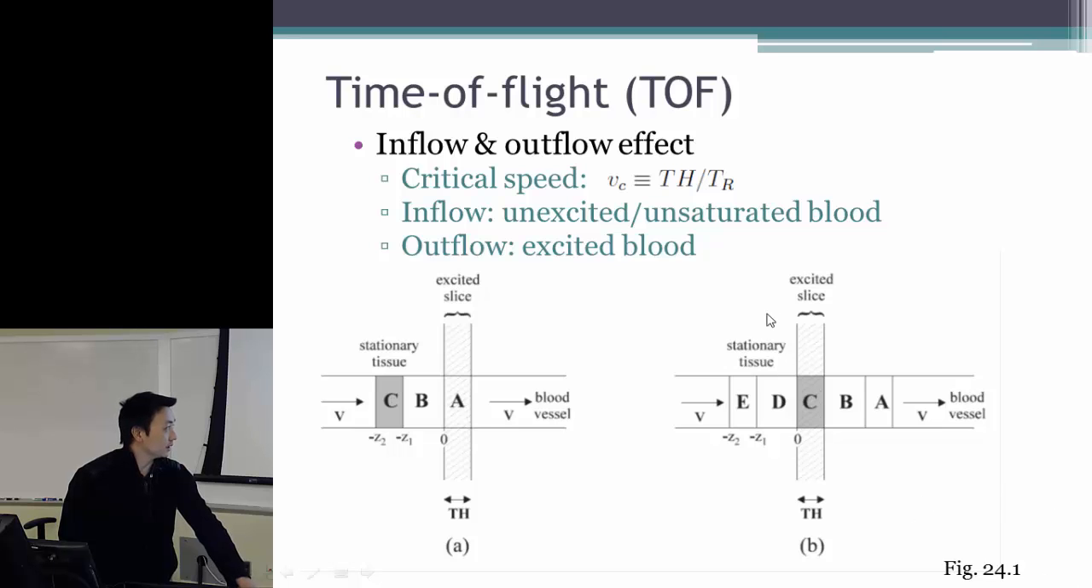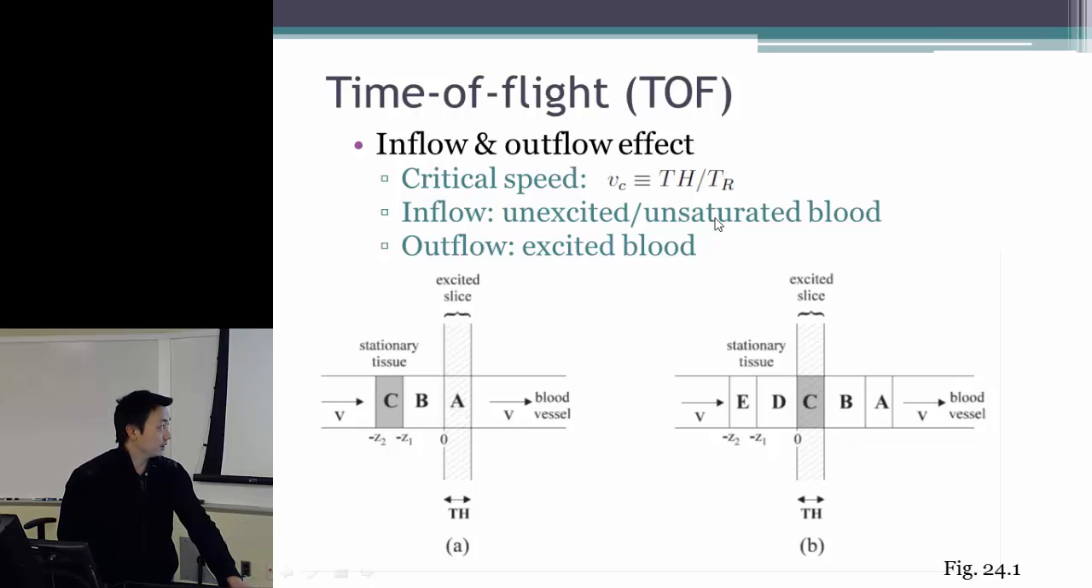Okay, so this is what we call the inflow effect or outflow effect. The inflow effect means that there is unexcited, or unsaturated, blood that moves into the imaging slice or the imaging slab, if that's the 3D case. Or we can also call this the outflow effect.